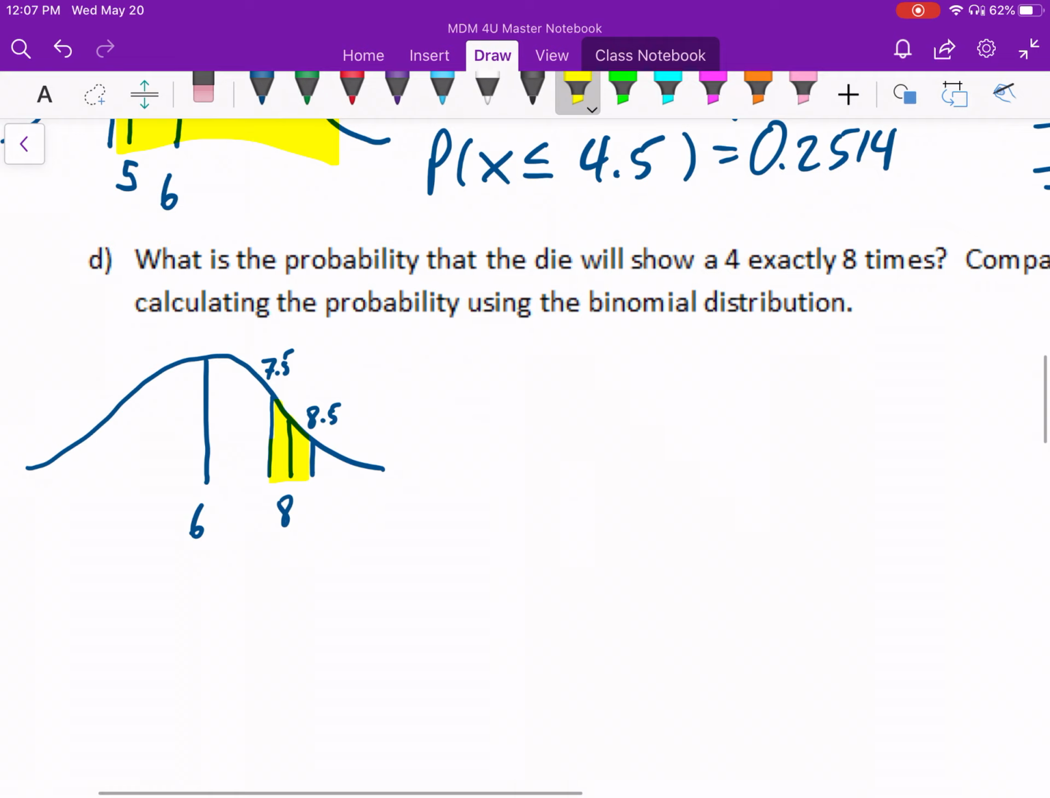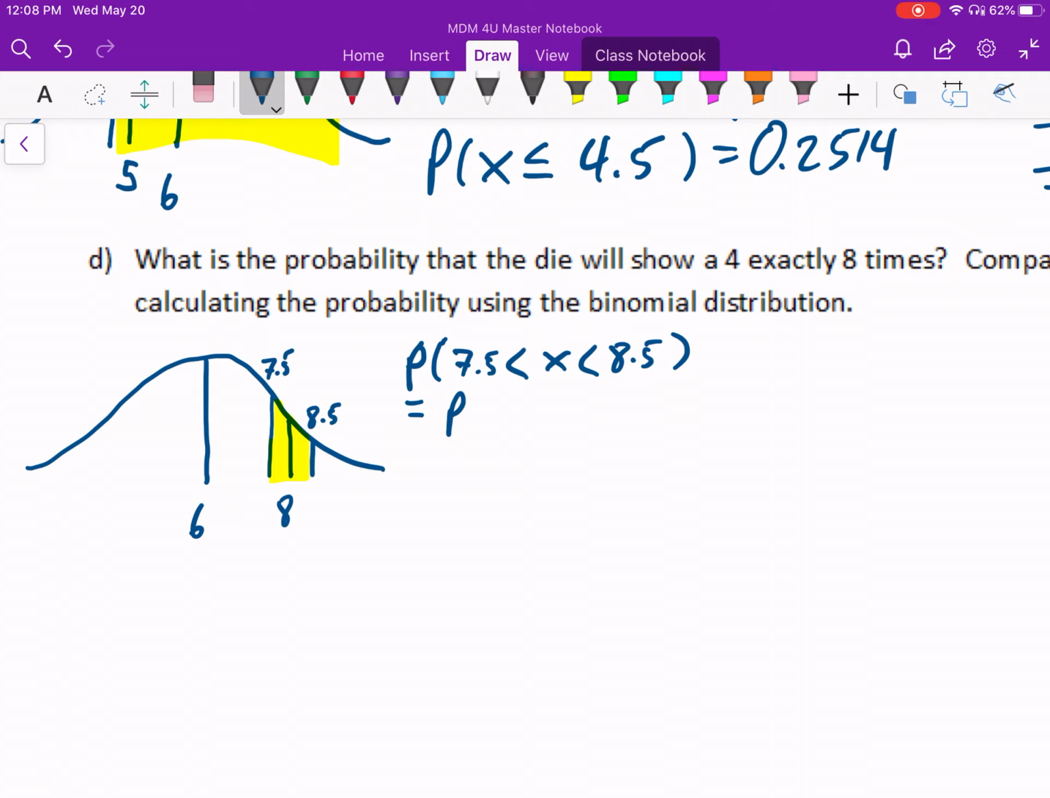So I'm going to have to do 2 calculations. Really what I want to find is the probability that x is greater than 7.5 and less than 8.5, which is the same as the probability that x is less than 8.5 minus the probability that x is less than 7.5. So I have to do 2 separate calculations, use the z-score table twice, get the 2 probabilities, and subtract them.